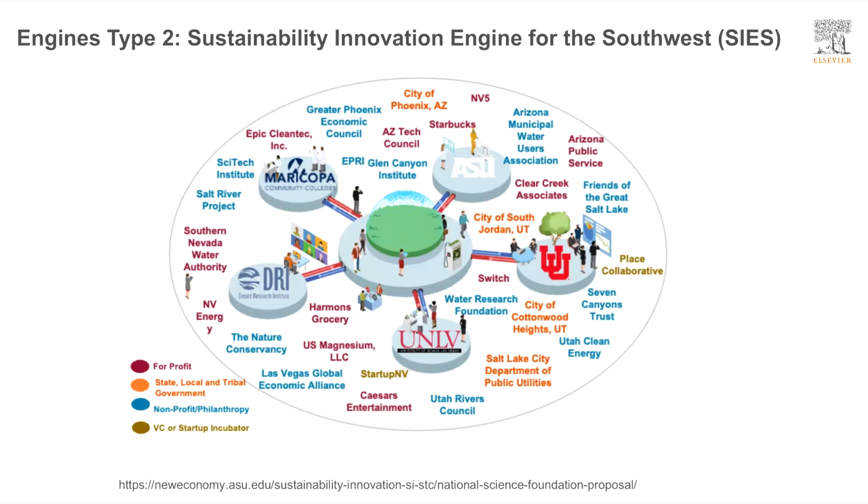But there are also lots of community groups, local governments. You see the legend at the lower left, for-profits that are involved, state, local, and tribal governments. There are also NGOs and philanthropic organizations, venture capital, startups, and so forth. So this is a really yeasty mixture of organizations that are working together, and now they have a substantial amount of funding to really try to do the kind of transformational work that's going to have a significant impact in that region of the country.